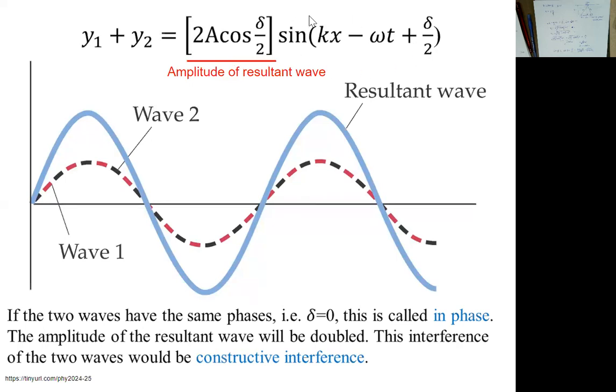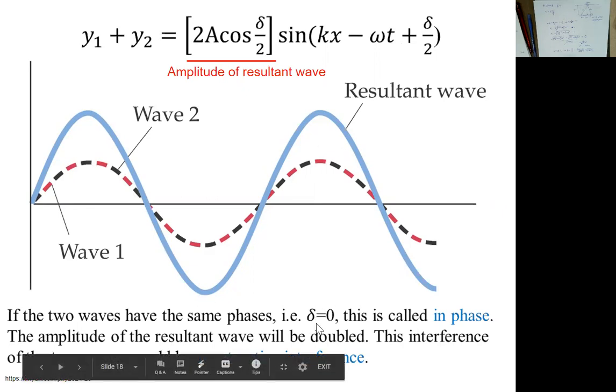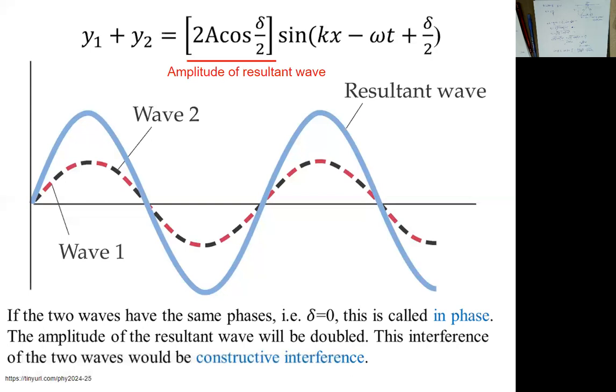Okay, then this is the sine of the wave. So the resultant, if you have delta equal to 0, that means the two are identical. So then cosine of 0 will be 1, the amplitude will be multiplied or doubled. So amplitude will be doubled. So then you have the two add up, in the case of delta equal to 0. So then you can see that's a constructive interference because they add up.